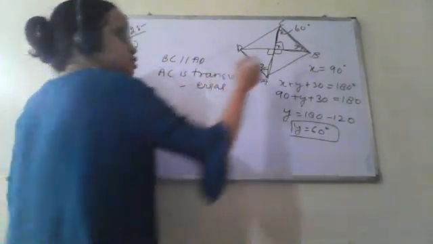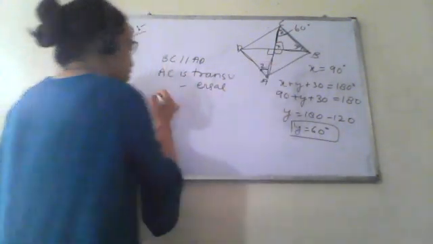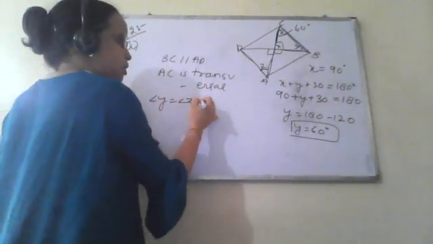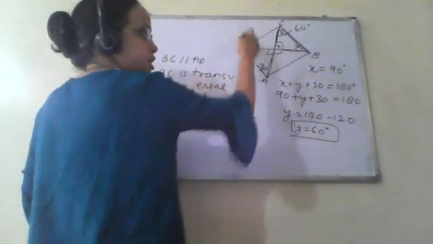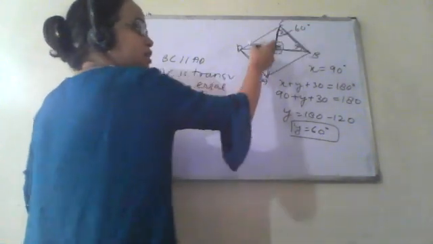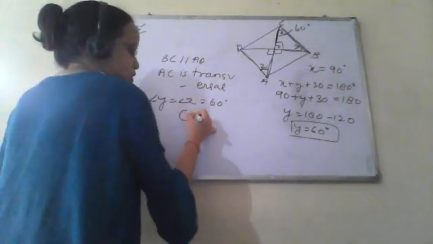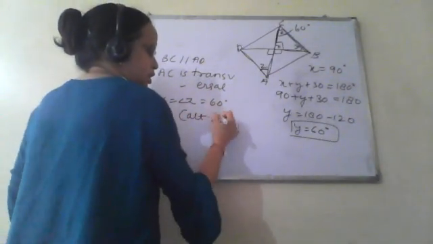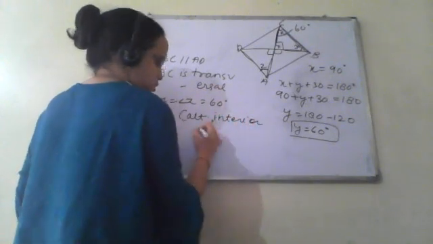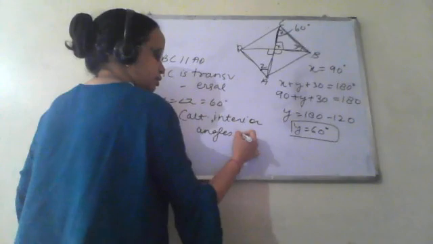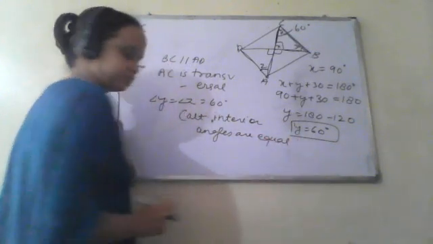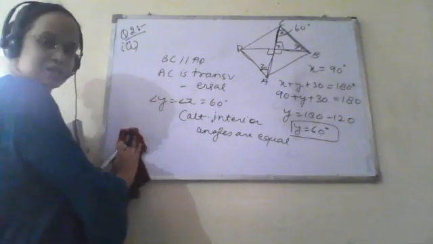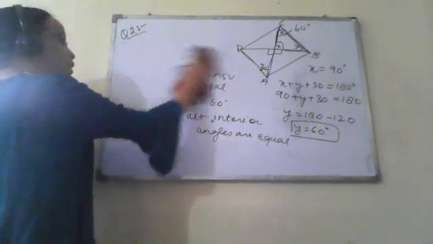AC is a transversal, so angle y will be equal to angle z. Angle y equals z equals 60 degrees, because AC is a transversal and these are alternate interior angles, and alternate interior angles are equal. Clear? Now I hope this is clear. Now the fourth part.